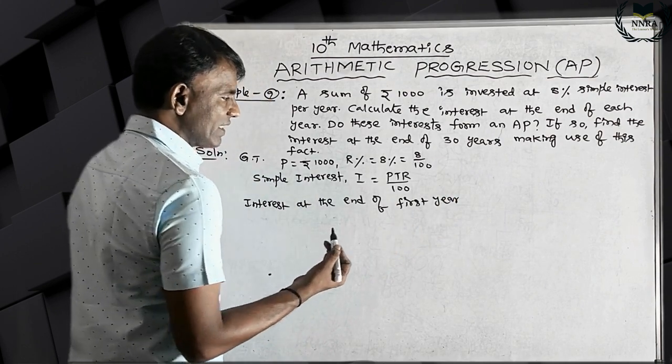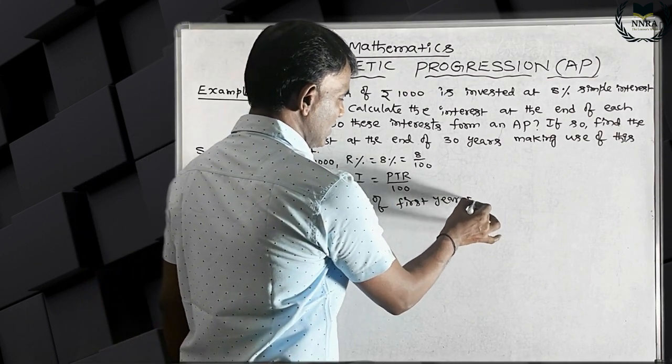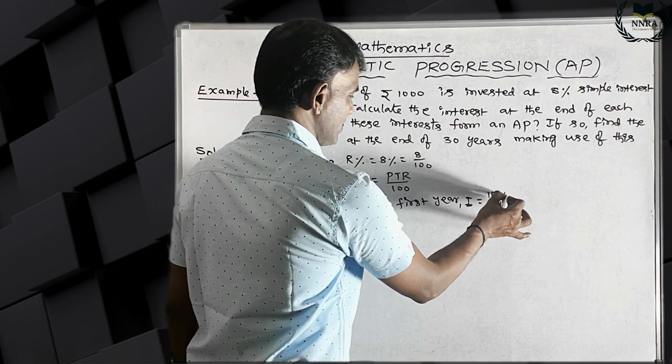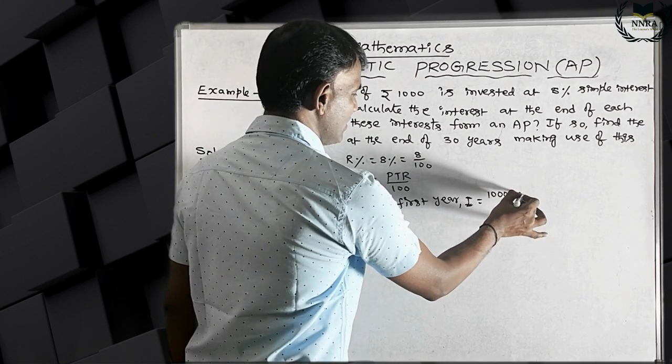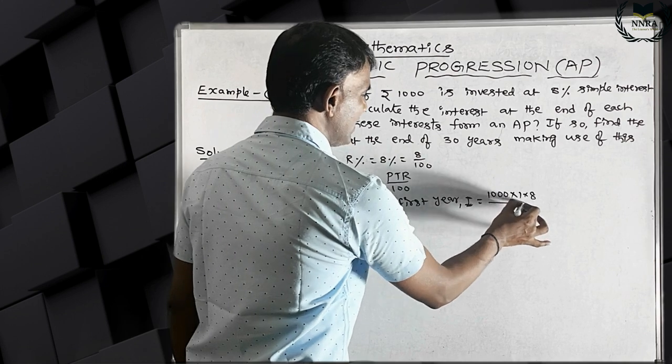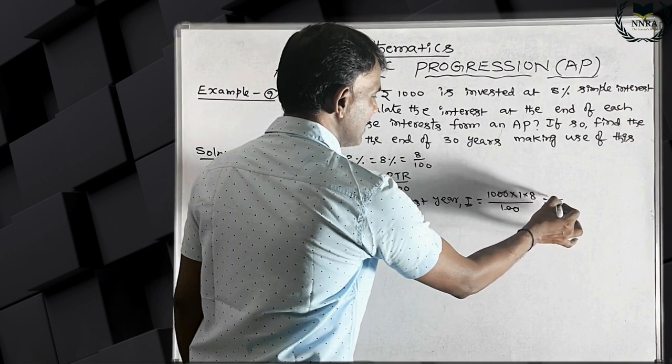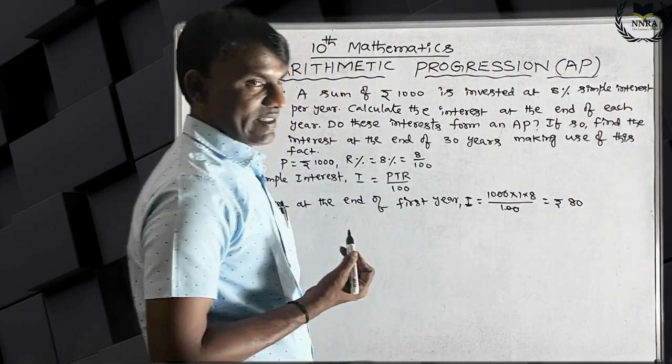Clear? How to write this one? I equal to, so this is the formula PTR by 100. P is 1000 rupees. T means 1. Then 8 divided by 100. 2 zeros get cancelled. Then 10 into 8 is 80 rupees.